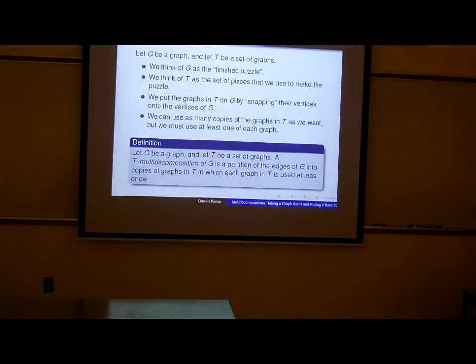And then if you want to give a proper mathematical definition, these are called T multidecompositions, and it's the partition of the edges of G into copies of graphs in T in which each graph in T is used at least once. So in each of the partitions, you'll have a copy of the graph, and when you put them all together, you get the whole graph.